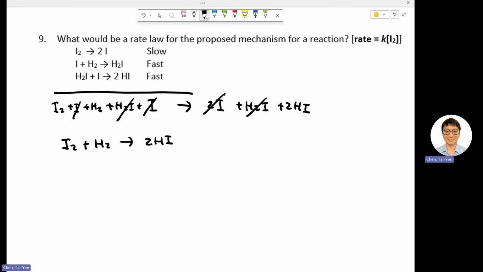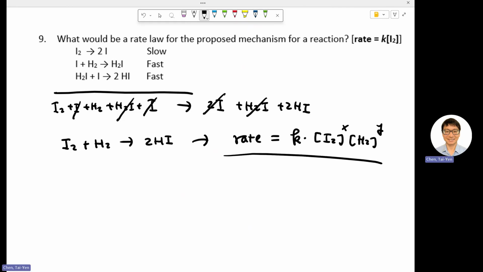So that's the overall reaction. Therefore, your rate law will look like this: rate equals K times I2 to the x power, H2 to the y power. That's the basic format you're going to have. From here, you should also understand that you don't need all the reactants to show up. The rate law you derive must only contain reactants, because x and y could potentially be 0. If it's 0, the reactant will disappear in your final rate law.